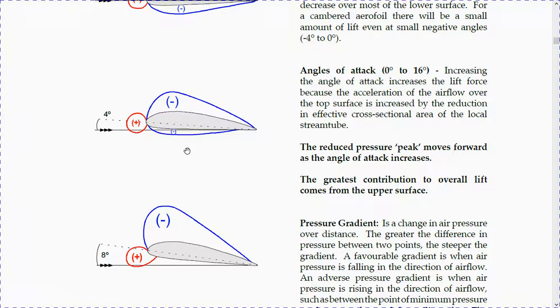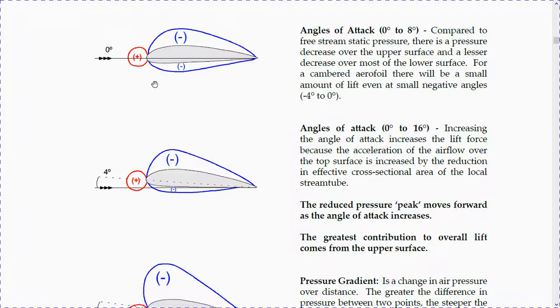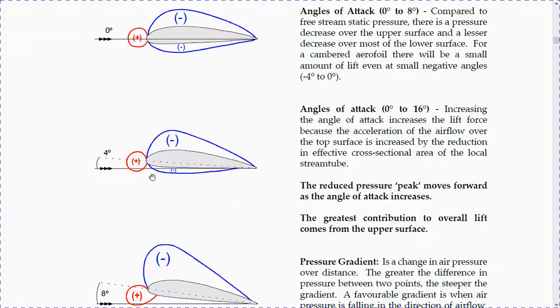The greatest contribution to overall lift comes from the upper surface. This is very important. It is both a force acting to lift the wing, but it's more what happens on the top, the low pressure that creates the lift.